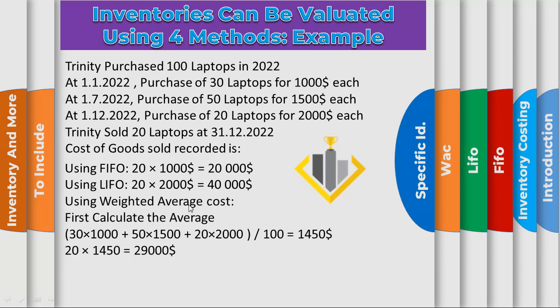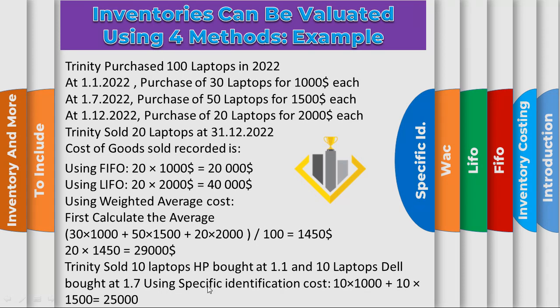Using weighted average, we need to calculate the average of the costs of the laptops. We have 30 laptops at 1,000, 50 laptops at 1,500, and 20 laptops for 2,000 each. Divided by 100 to get the average, because we have 100 laptops, equals 1,450. 20 times the average equals 29,000.